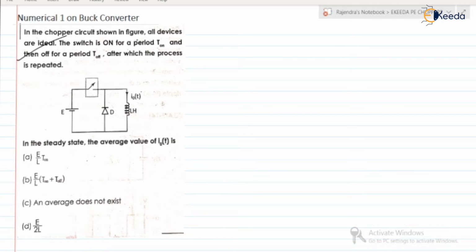In the chopper circuit shown in figure, all devices are ideal. Okay, so this is a chopper circuit they have given, and it is given that all the devices are ideal. The switch is on for a period t on and then off for a period t off, after which the process is repeated. Next, in the steady state the average value of I0 of t is... So our task is to find I0 of t average, the average value of load current.